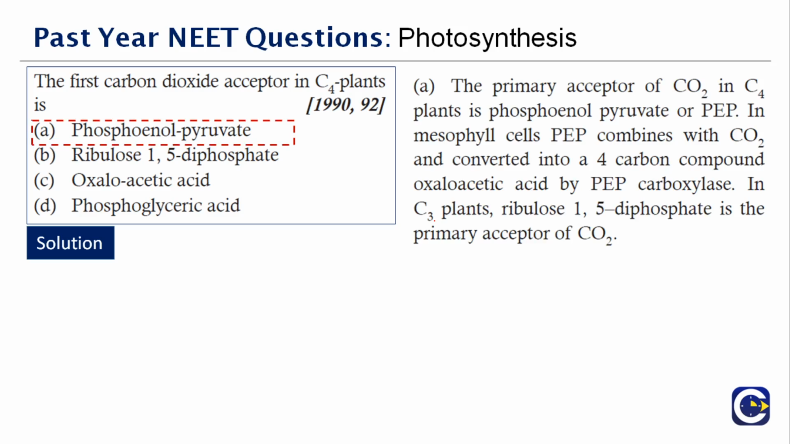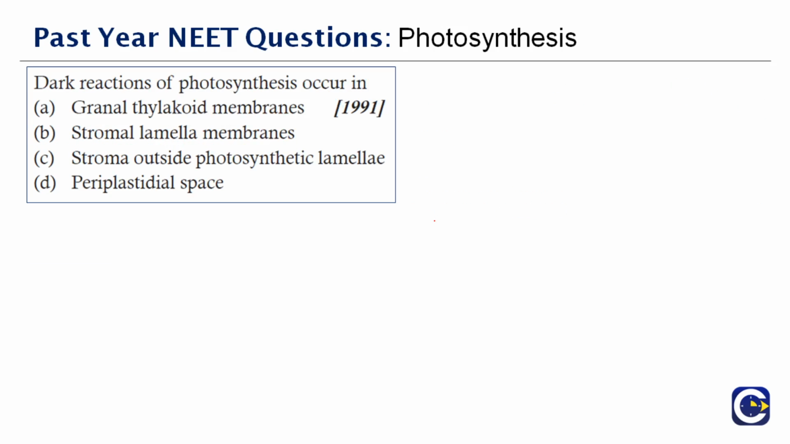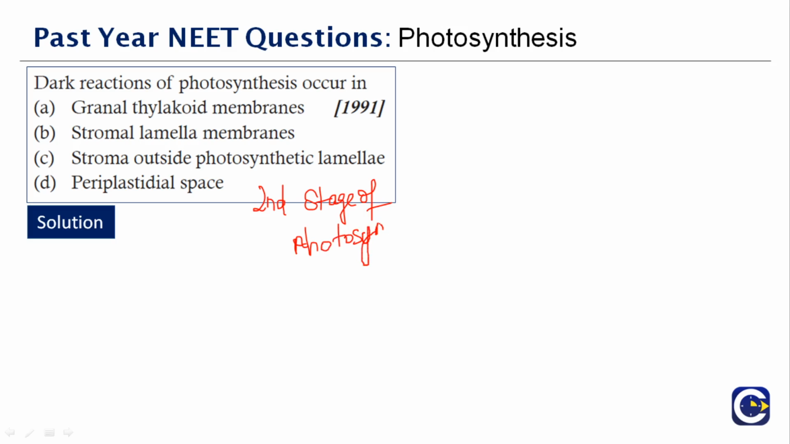Okay, next question. Dark reaction of photosynthesis occurs in dash. Now, what do you mean by dark reaction and light reaction? Of course, dark means it will happen in the dark. But what are the other things you can explain here? It is a chemical reaction that takes place during the second stage of photosynthesis. Always remember, we talk about the second stage of photosynthesis.